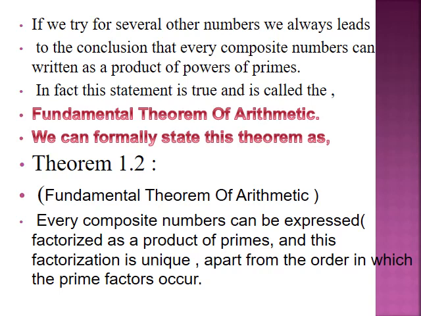Every composite number can be expressed or factorized as a product of primes, and this factorization is unique, apart from the order in which the prime factors occur. Now, the second line, unique and apart from the order in which the prime factors occur, I will explain in the next slide.